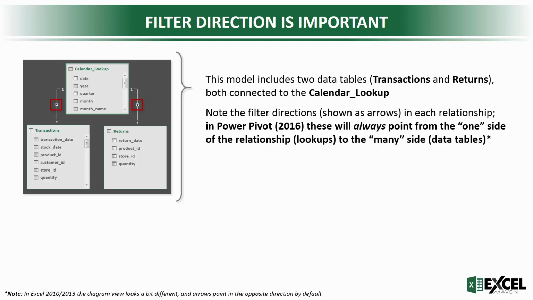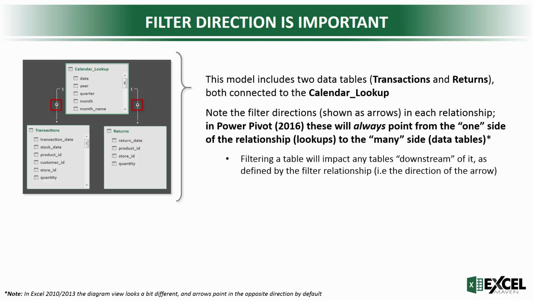And I've got a caveat again: for some strange, crazy reason, in some older versions of Power Pivot, you might see those arrows reversed. To be honest, I don't know if that was intentional or a bug or what, but the 2016 version is really what it should look like, because this allows us to very easily visualize the directions that filters flow. And now, what do I mean by filters flowing? Well, if you filter a table, it will impact obviously that table itself, but also any tables downstream of it as defined by that filter relationship and the direction of the arrow.